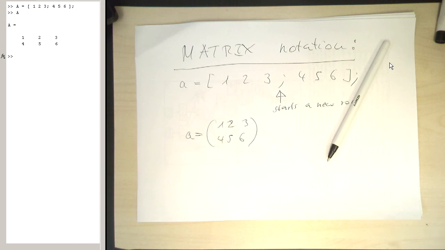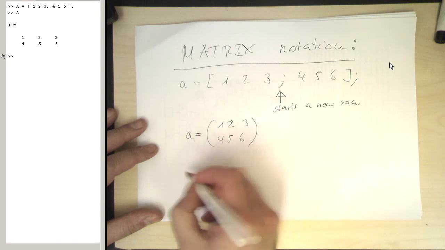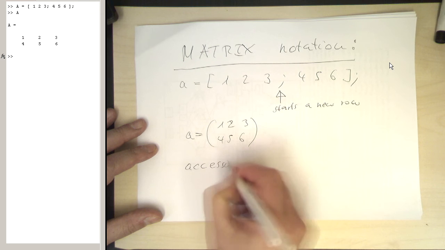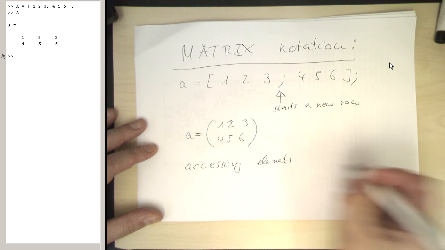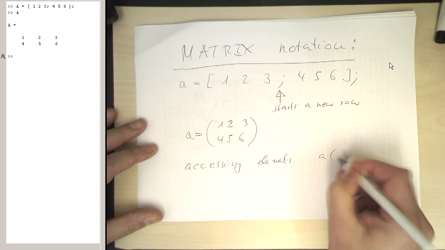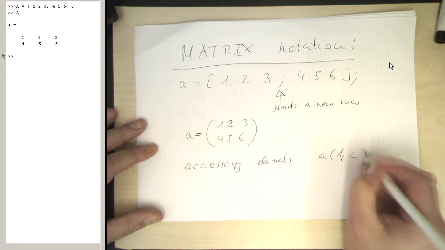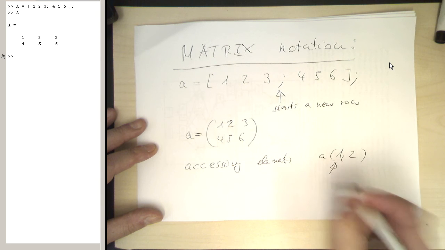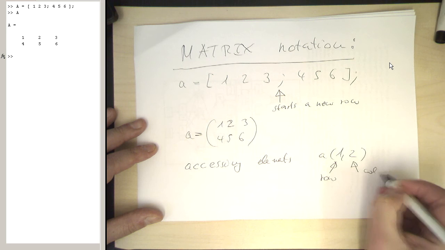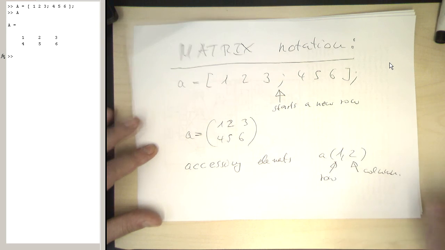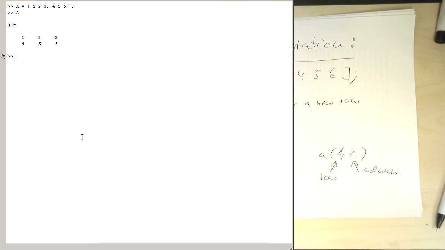There's the same idea as before. So accessing elements, so for example A(1, 2), so this defines a row and this defines a column. Let's try that. So we've got A(1, 2), and so this gives us a 2.